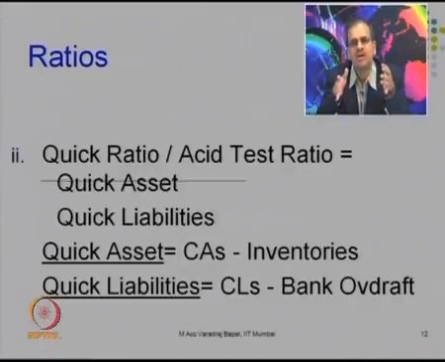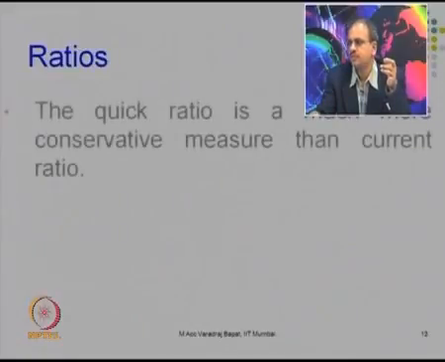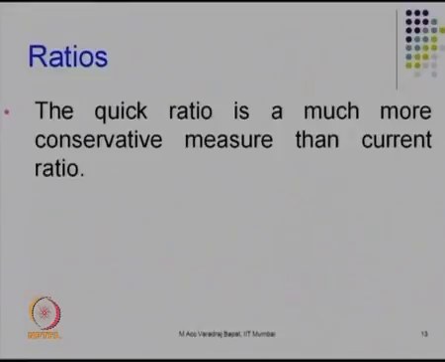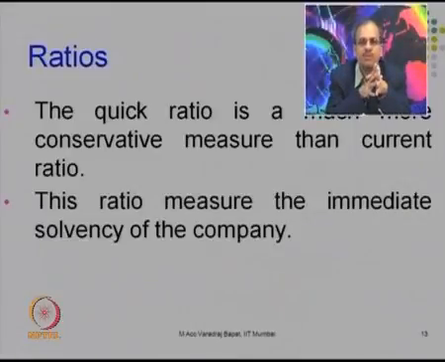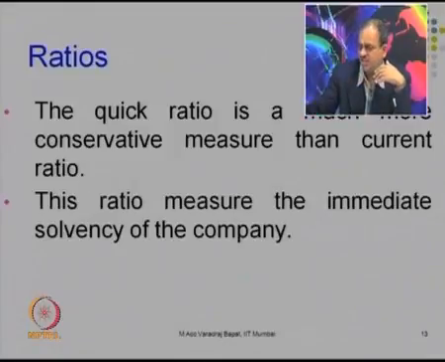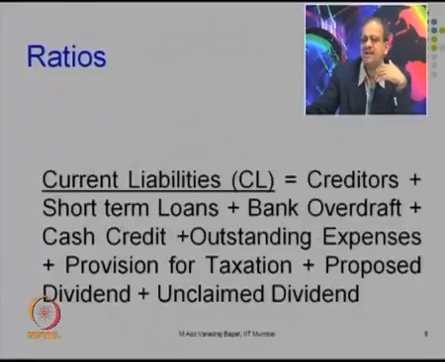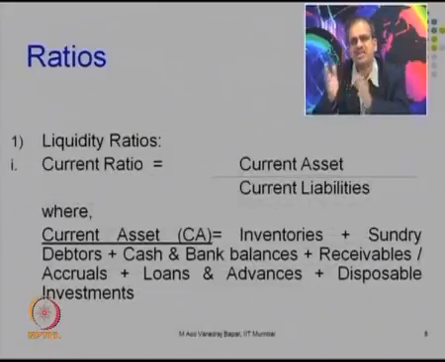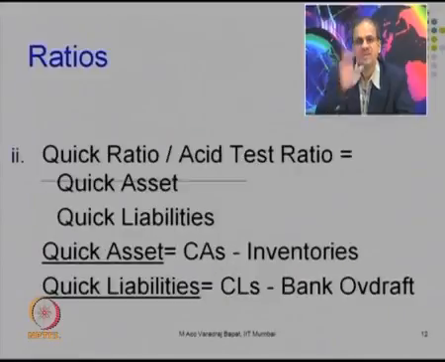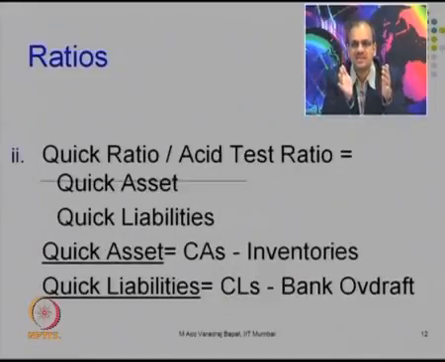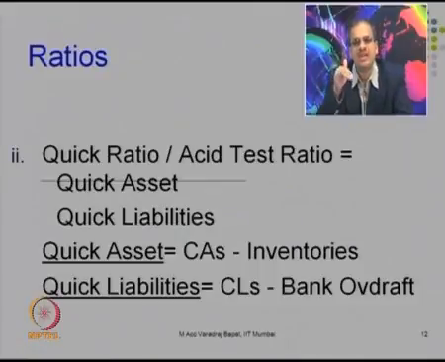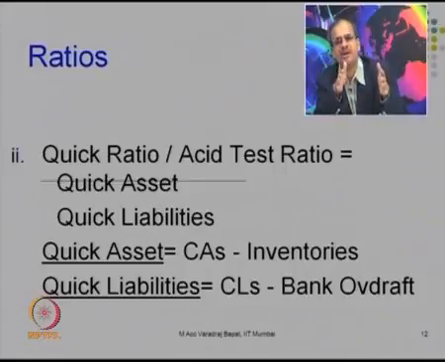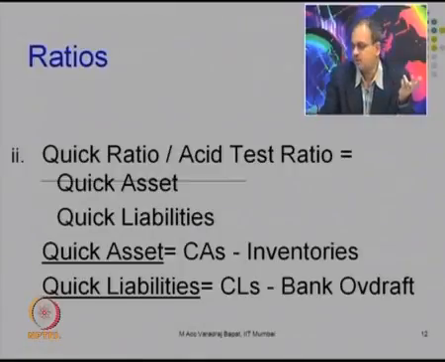So, these were the two important liquidity ratios. Quick ratio is a more conservative tool than current ratio, because this measures the immediate solvency of the company. Current ratio was broader in nature. You can compare the two ratios. In current ratio, we were comparing current assets versus current liabilities. In quick ratio, we are comparing quick assets versus quick liabilities. Quick assets are those specific assets which can be readily converted, and we are comparing them with those liabilities which have to be immediately paid. So, if you want to know the immediate liquidity, quick ratio will be a better tool. If you want to know overall liquidity, current ratio could be a better tool.